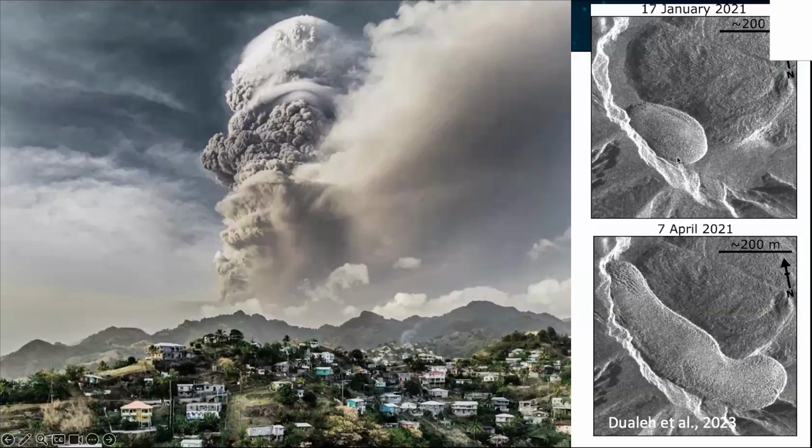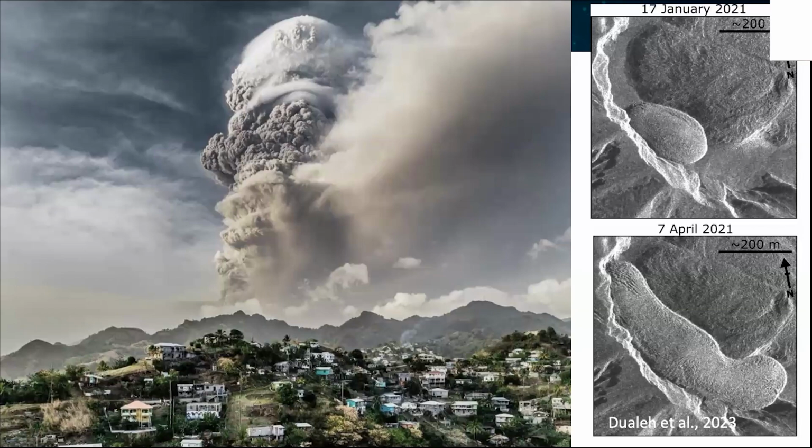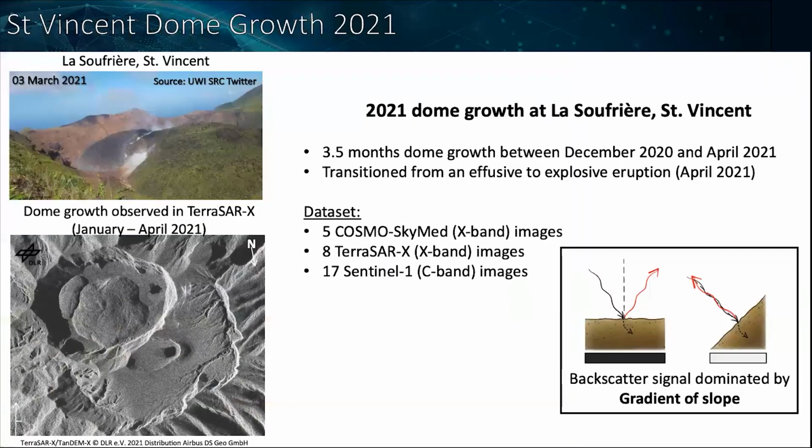And you can see this was early in the dome's growth, and the one at the bottom was late. And you can see this massive bulge in the center of the dome, which was just before the whole thing went. So it was quite serendipitous timing in terms of the image acquisition. We were lucky to capture that. So there were 3.5 months of dome growth, a sudden transition from effusive to explosive, and it's a relatively small data set of images that I'm presenting, but they're from different wavelengths. There are 2 X-band and 1 C-band instruments.